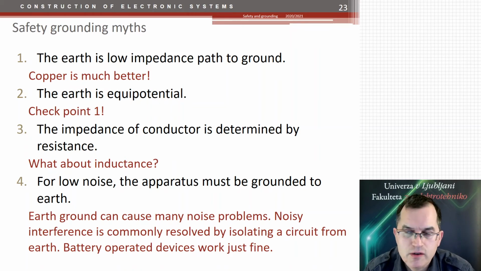The impedance of a conductor is determined by resistance. What about inductance? At DC voltages that would be true, but we are not talking about DC voltages here. More or less at least 50-60 Hertz, but mostly when we are talking about noise and EMC, we are talking about hundreds of megahertz. So the impedance of the grounding is the important part here.